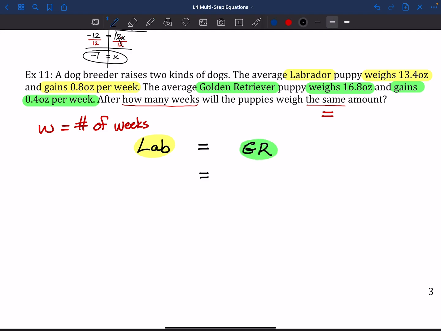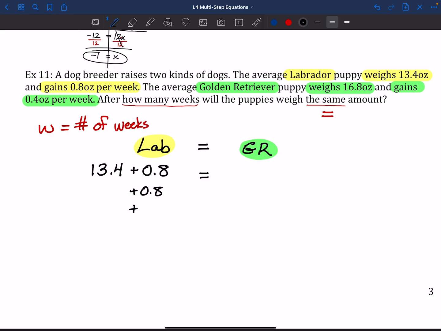There we go. So on the lab side, the puppy weighs 13.4 ounces, so a good starting point, 13.4. And then it's gaining weight. So on top of that 13.4, we're going to be adding on another 0.8 ounces per week. The way that I have it written right now, it's 13.4, and then it's plus 0.8. That only really accounts for 1 week of growth. If it grew another week, I'd then have to say, oh yeah, plus another 0.8.